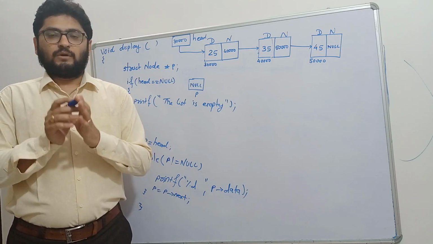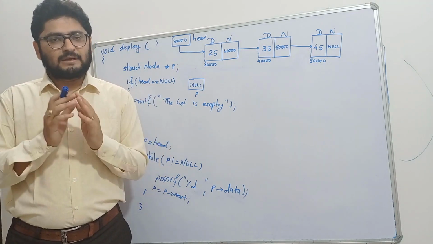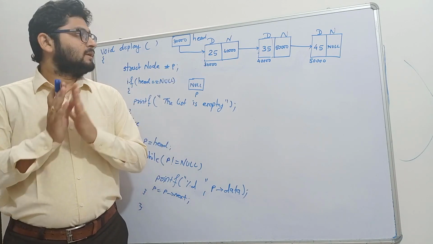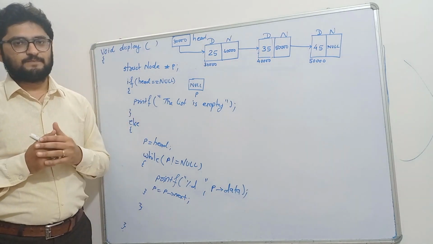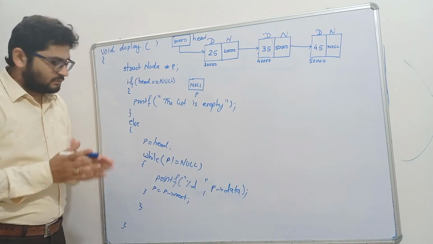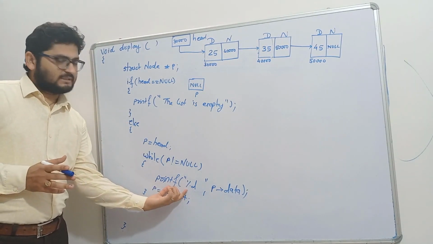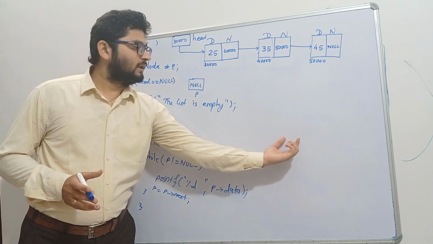Okay. Now what is the length? Means how many elements are there, or you can say the size of the list. Okay. So once we have seen the display function, now finding the length is very easy. So what we have to do? Just we have to remove this line where we are printing the value. So we don't have to print the value now.